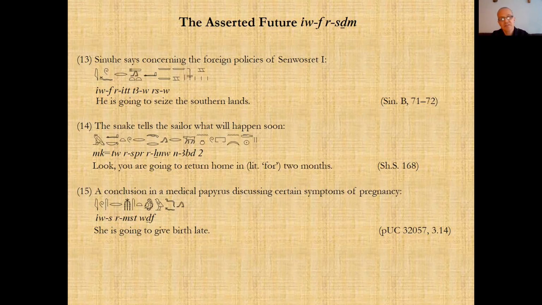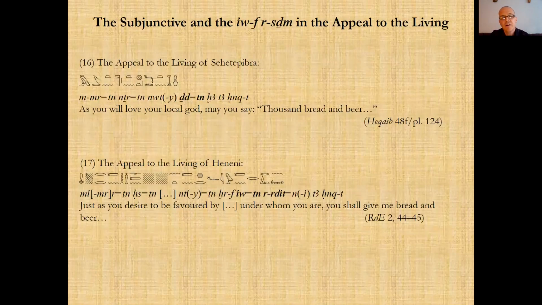Now, these examples here are, of course, very classical and typical of that. But already in the Old Kingdom, and increasingly so in the First Intermediate Period, we begin to see uses that are much less like this in character. And the best attested of these are in the so-called appeal to the living.